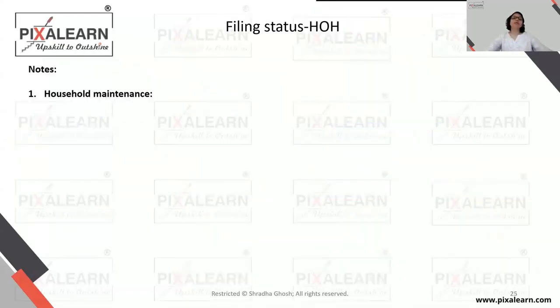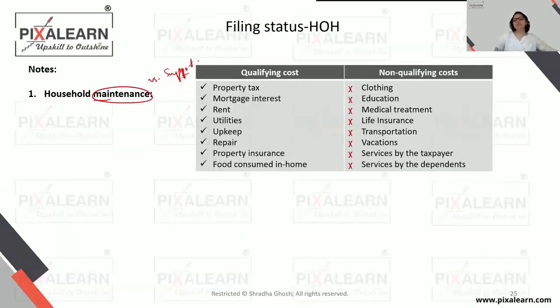So what do I mean by all this? There are two terms: one is maintenance and another is support. By maintenance, I don't mean giving support. I'm not talking about giving clothing, education, life insurance, or vacation to the person. I'm saying I'm maintaining my house for you. That means I'm paying the property tax, the interest, rent, electricity, upkeep, repair, all of this. I am maintaining the house for you.